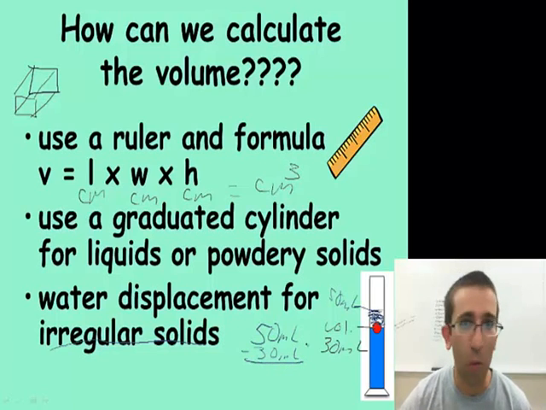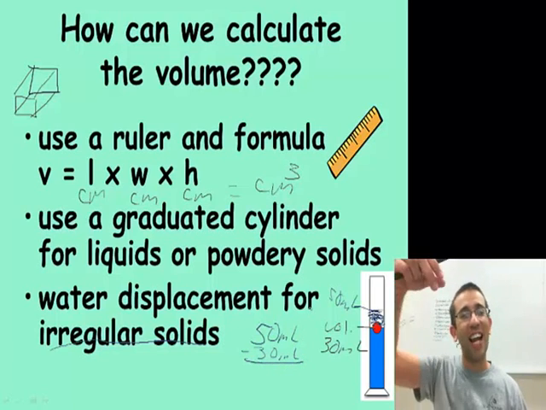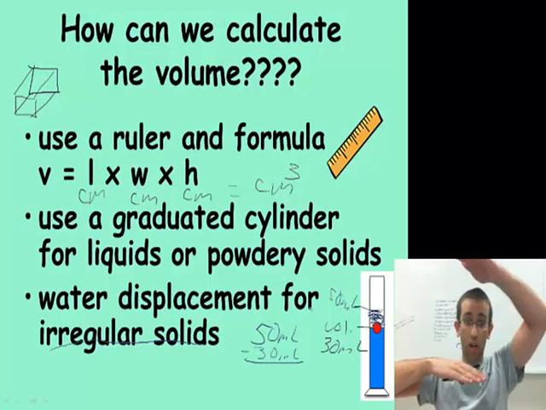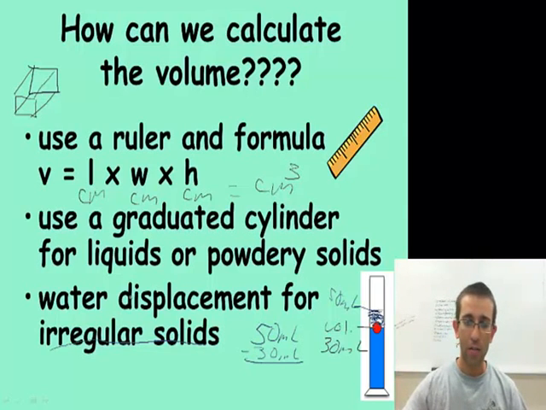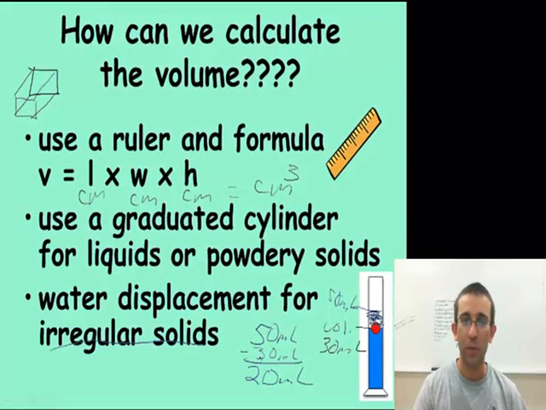You didn't add any more water. You just added the object to it. The water level went up. So you just subtract those two numbers and you get the volume of your item you added. Alright, makes sense? So that's called water displacement.